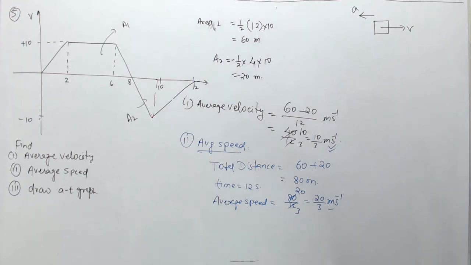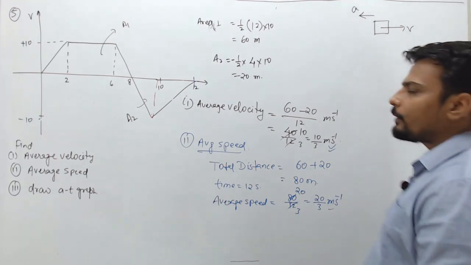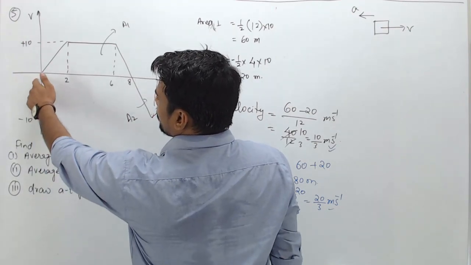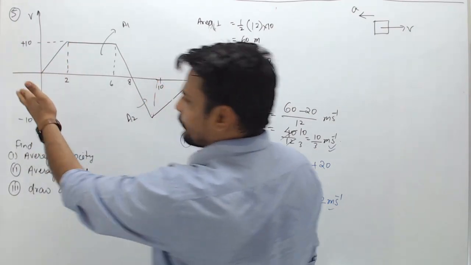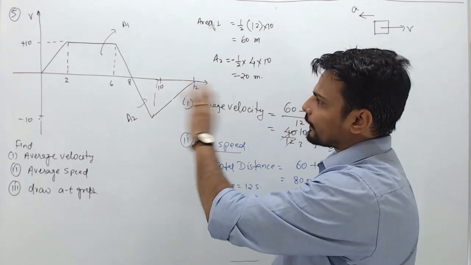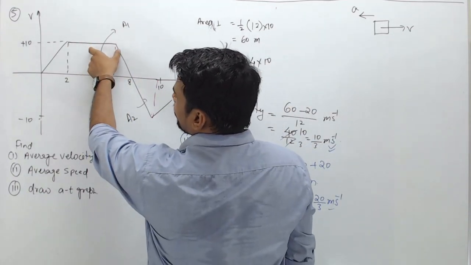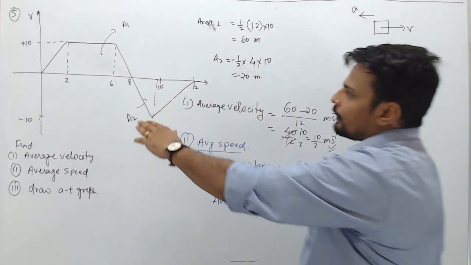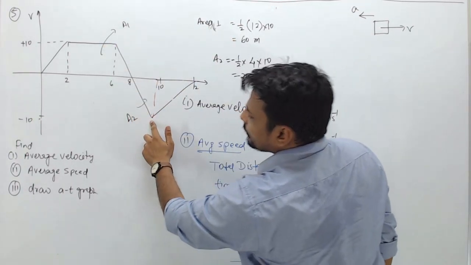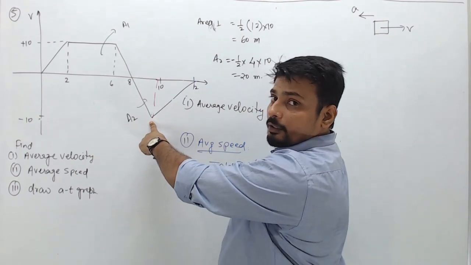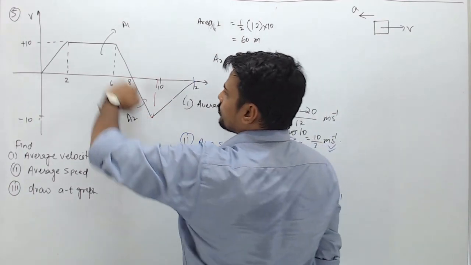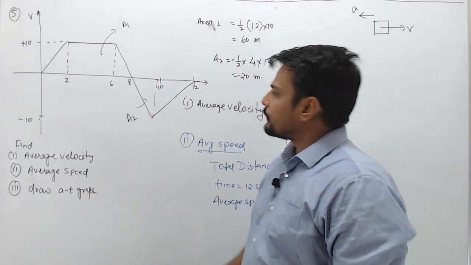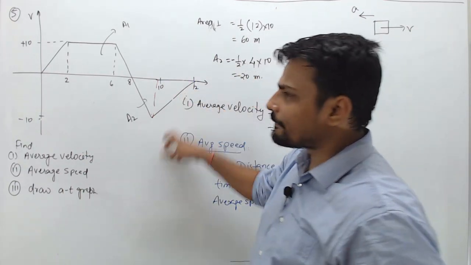Now we are coming to the third part, which is to draw the AT graph. Okay, so it's quite easy to understand. From 0 to 2 seconds, the body was accelerating. From 2 to 6 seconds, the body is moving at a constant velocity, so the acceleration is going to be 0. From here till here, the acceleration will be the same because the slope of the line is not changing. Of course, from here to here, it will have a different acceleration.